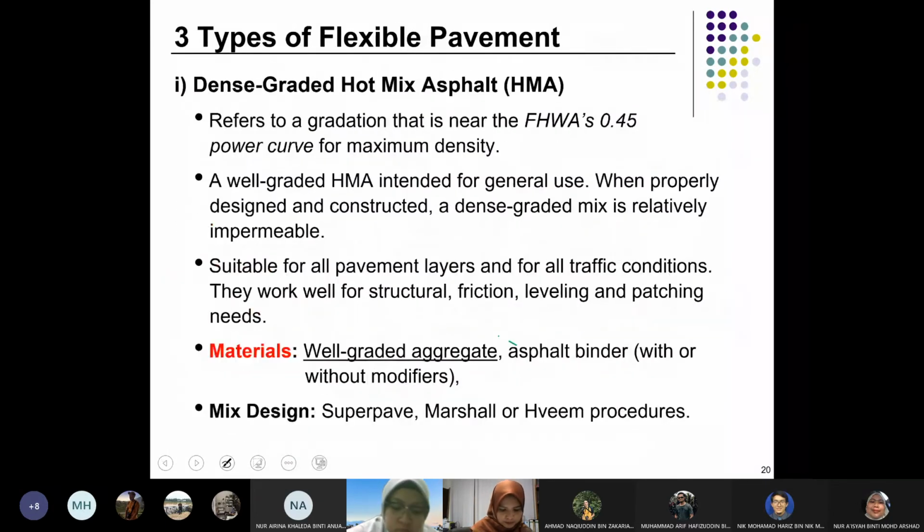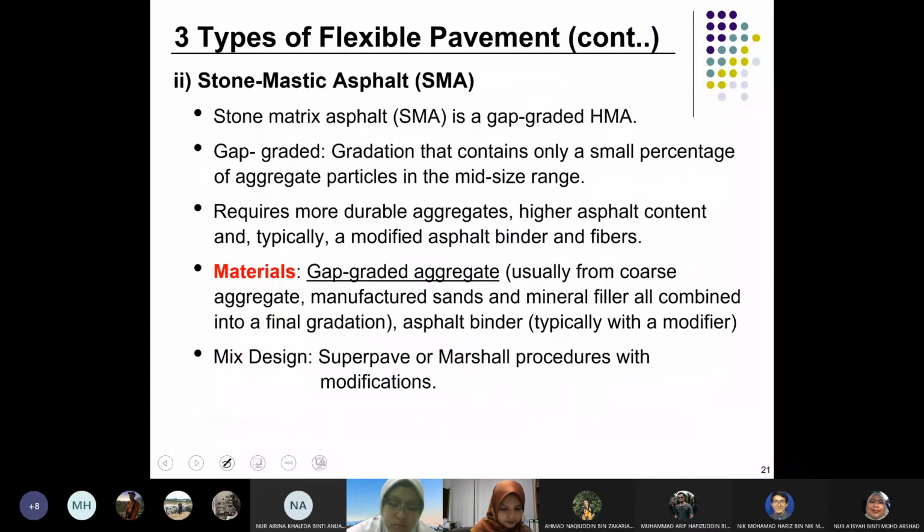Okay, so kalau dense graded dia menggunakan well graded aggregate, alright, asphalt binder with or without modifier. Okay, kalau yang ini dia menggunakan gap graded aggregate. Okay, gap graded dia beritahu kat sini dah. Gradation that contains only a small percentage of aggregate particles in the mid-size range. Okay, dia hanya ada sikit je amount of small particles. Right? So dia ada gap di situ. Satu besar, satu kecil. Itu tak ada in between dia. Okay. And then what else here?